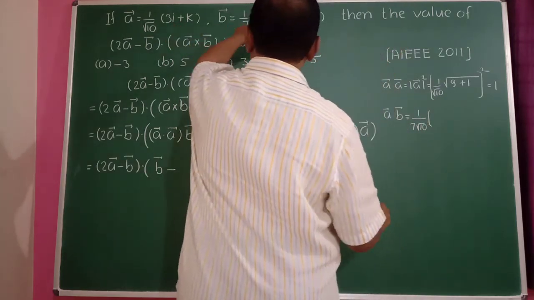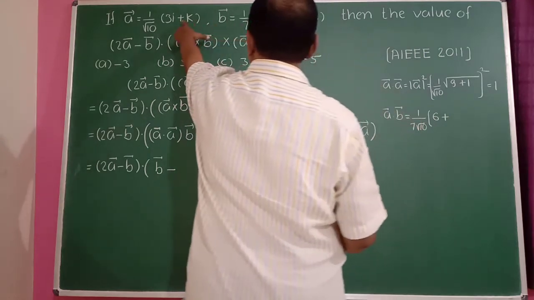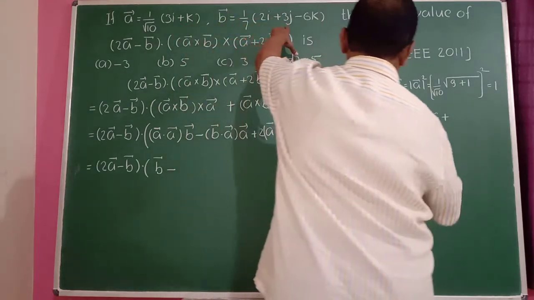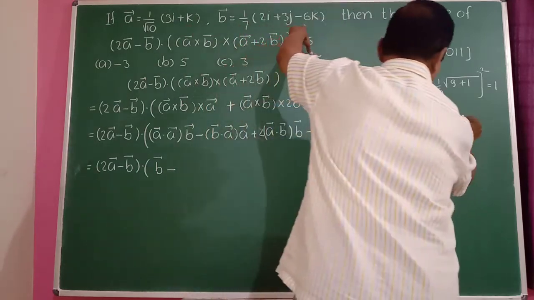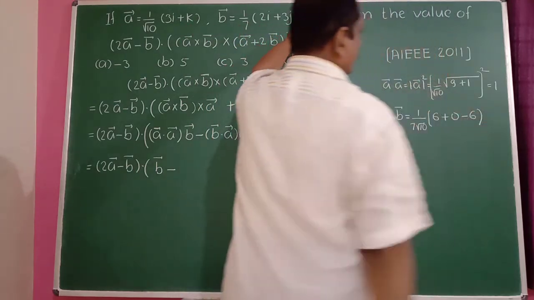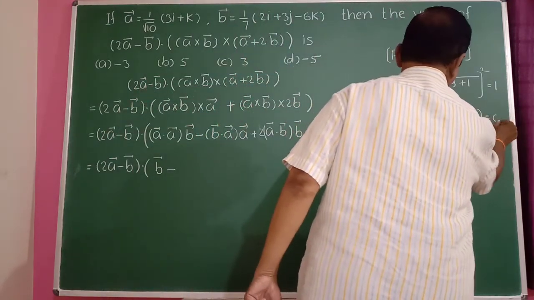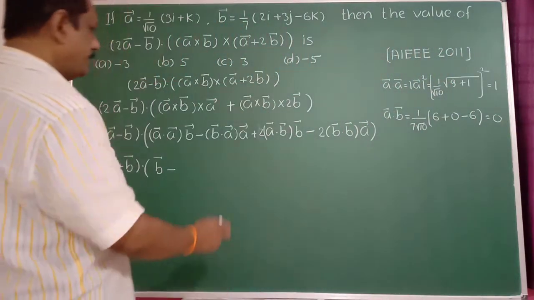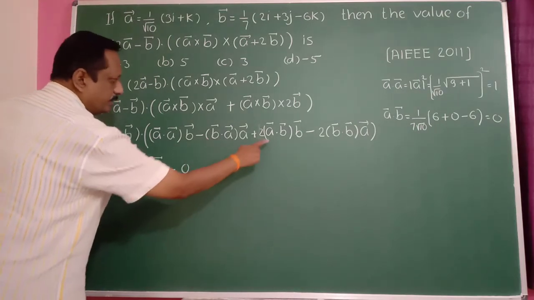So 3 into 2 becomes 6. Then plus, and there is no j term here, 0 into 3 becomes 0. Then 1 into minus 6 becomes minus 6. Therefore 6 minus 6 is 0, and 0 at any time is 0. Yes, a bar dot b bar or b bar dot a bar is 0. This becomes 0 here, and even this is also 0.